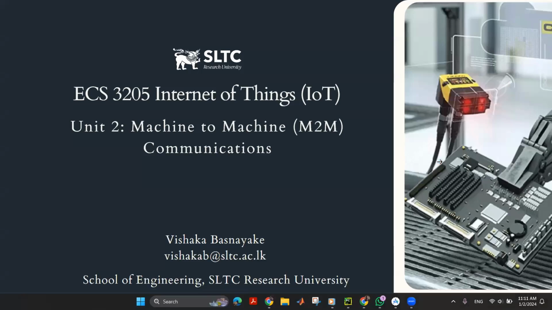So I think I will give a small briefing about machine-to-machine communications and cyber physical systems in the first part of today's lecture. And in the second part, I will start discussing technologies related to network virtualization and how network virtualization will enable IoT communications and IoT networks. Network virtualization is one of the enabling technologies of IoT.